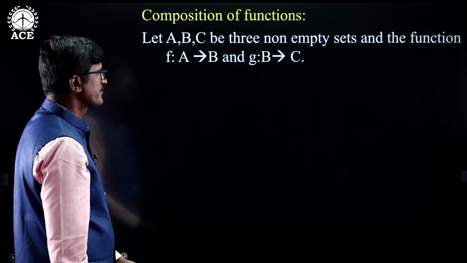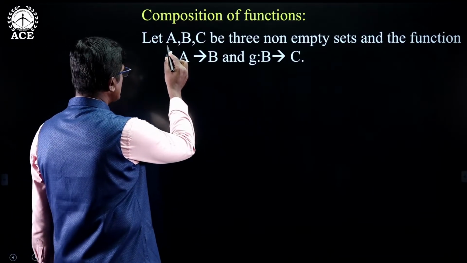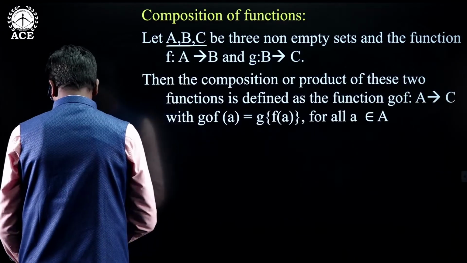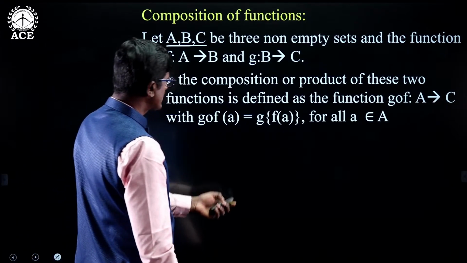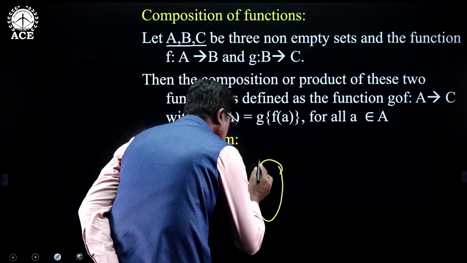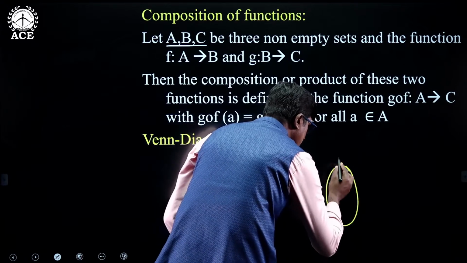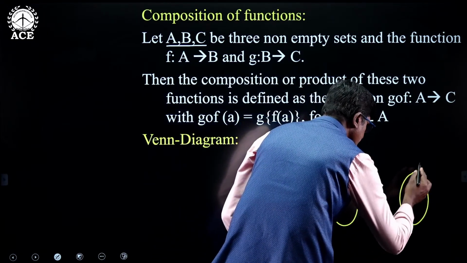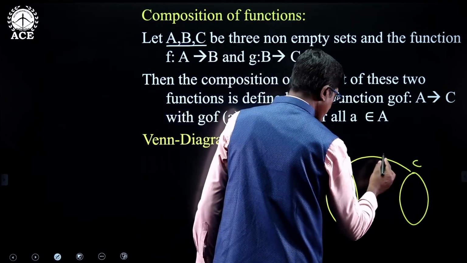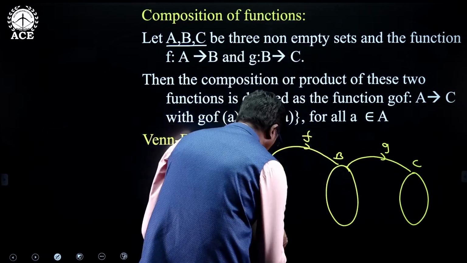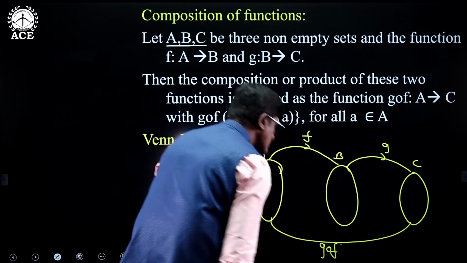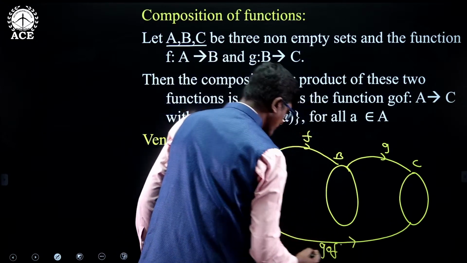Next, composition of function. Here I am taking three sets, A, B, C, and two functions. F is a function from A to B, and G is a function from B to C. Then the composition of F and G. This is A, this is B, and this is C. So F is a function from A to B. G is a function from B to C. And this is G circle F. G circle F is a function from A to C.